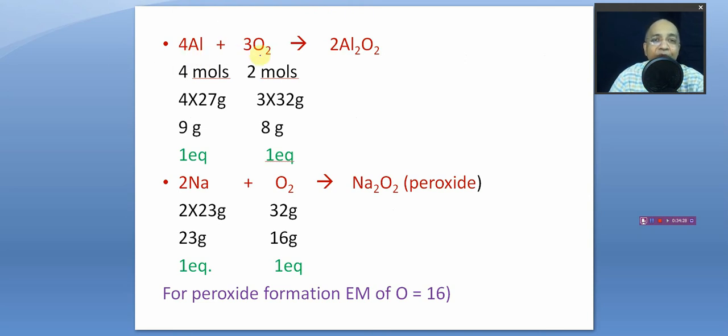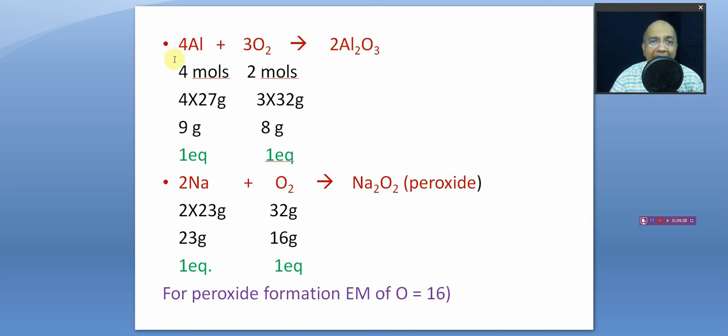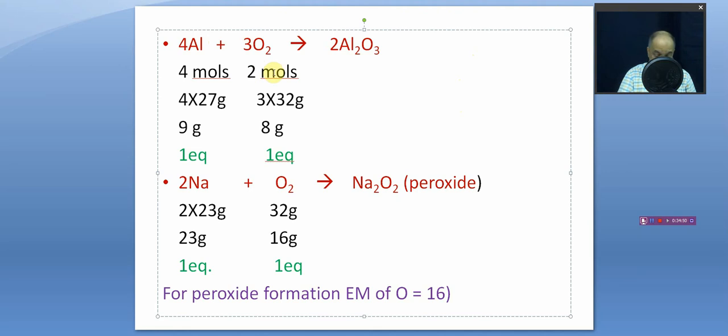Now let us prove it. Say aluminium reacts with oxygen to give aluminium oxide. If you balance it and try to find the ratio of the reactants, let us forget about the products: 4 moles of aluminium reacts with 3 moles of oxygen gas.